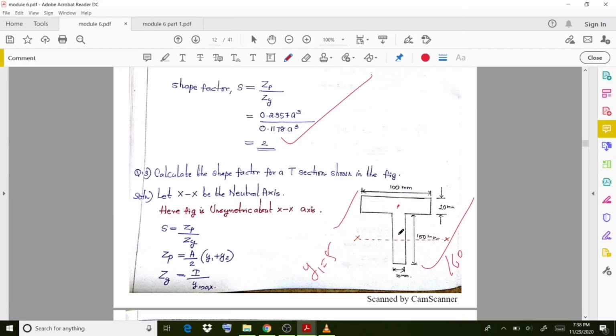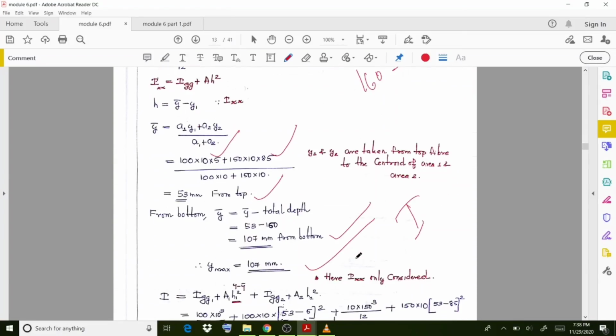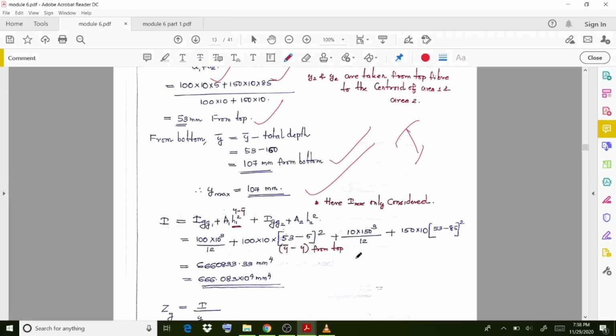Isn't it? This distance. If you are considering this is your diagram, and if you observe, this is your center of gravity for this particular T section. You need to calculate this distance. The total distance is given as 53 up to this center of gravity 5. So 53 minus 5, you will get 48. So that is the case for H1 square.